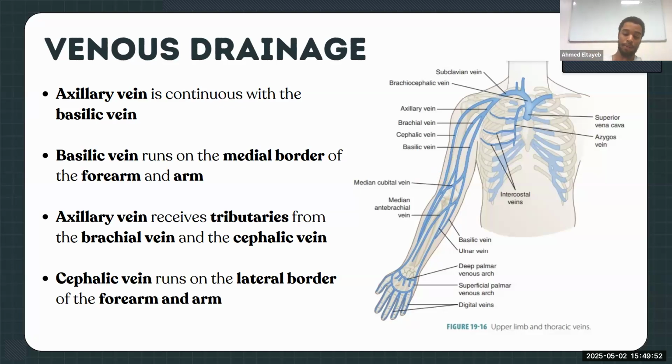So the axillary vein is continuous with the basilic vein. The cephalic vein joins onto the axillary vein. And then the axillary vein, when it travels under the clavicle, becomes the subclavian vein.